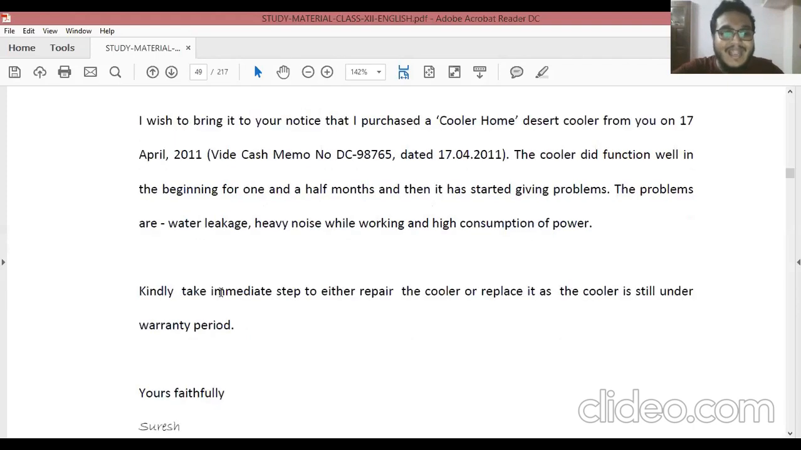Okay, kindly take immediate step to either repair the cooler or replace it, as the cooler is still under warranty period. Okay, straight talk, no nonsense. I'll give this punchline again. Kindly take step to either repair directly. Please, I request you to either repair this cooler or replace it, as it is in warranty period. Got it clear? Yours faithfully, Suresh.